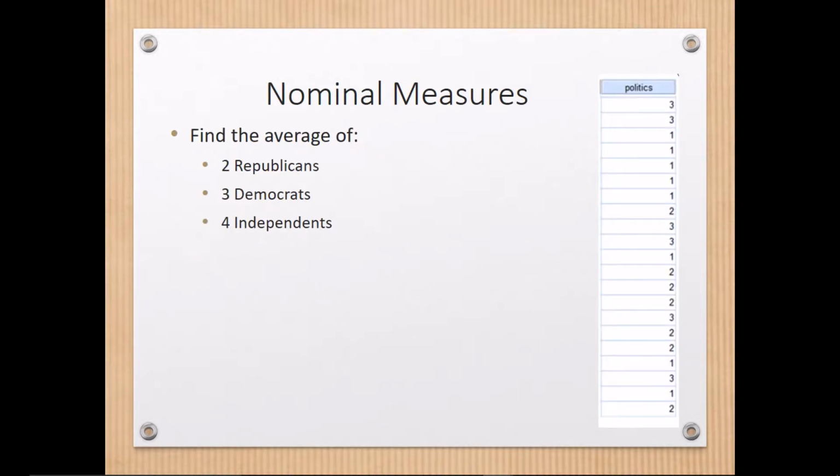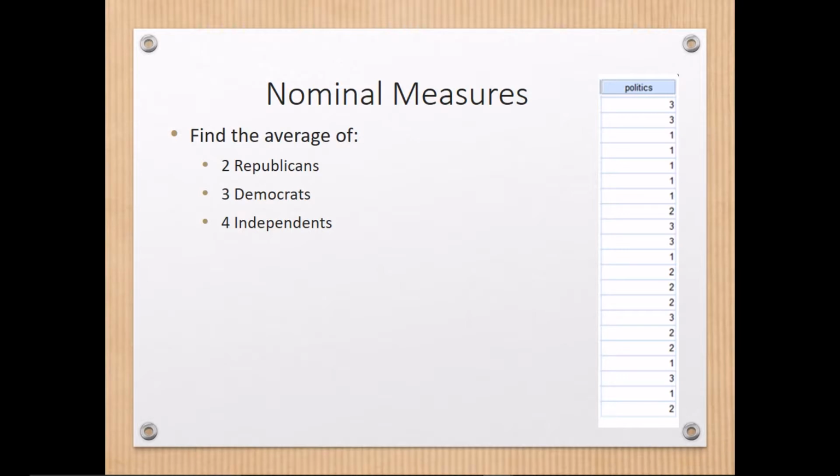So here is a challenge. I would like you to find the average of the following political parties. So we have 2 Republicans, 3 Democrats, and 4 independents. What is the average? Could you do it? No, you can't. Finding the average of a nominal variable doesn't make any sense.